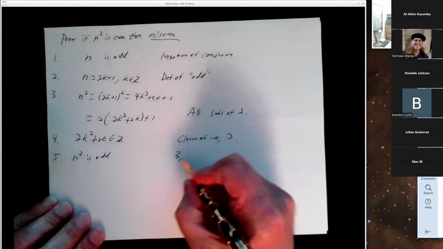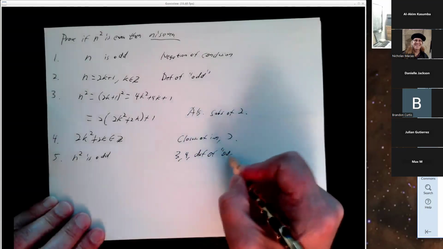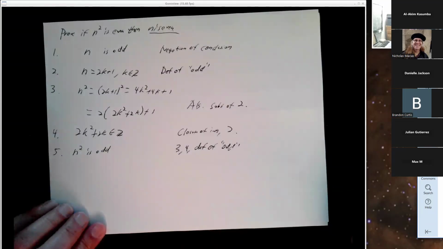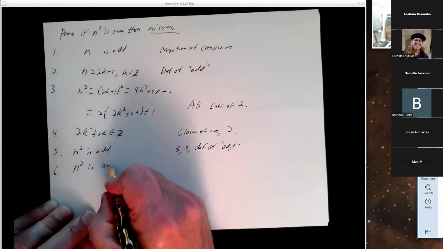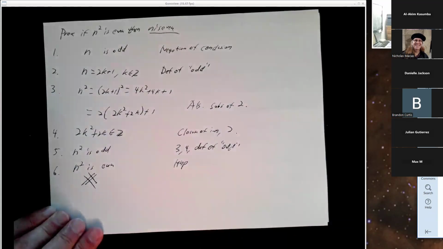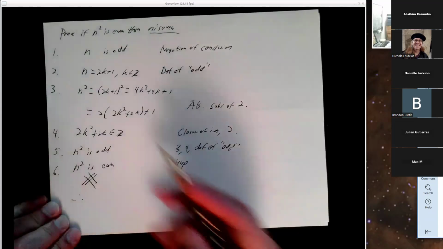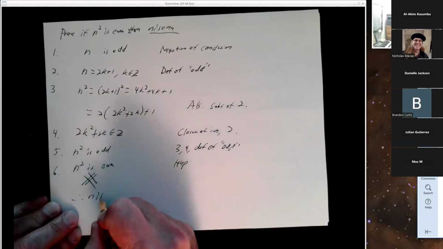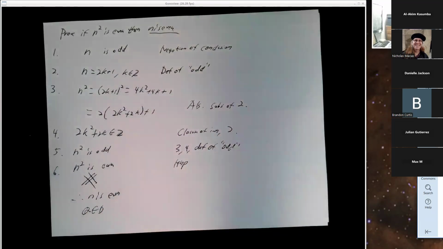And that's propositions 3, 4, and the definition of odd. But at this point, we still need to bring in our hypothesis. n squared is even. That's the hypothesis, and that's a contradiction. Therefore, this first statement must be false, and n is even, and that's what we wanted to prove.